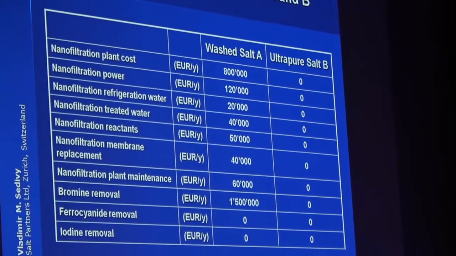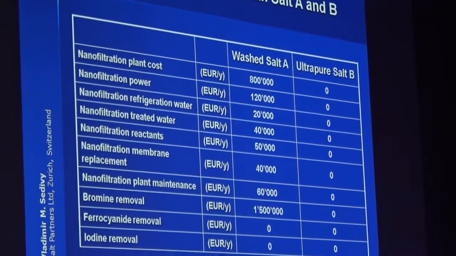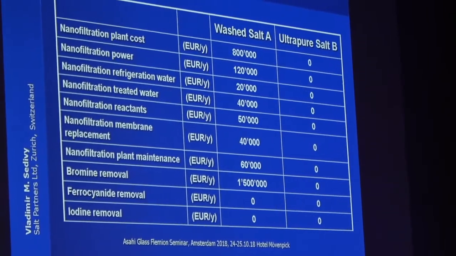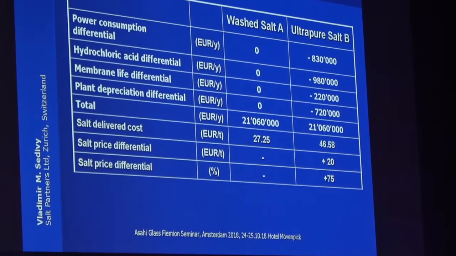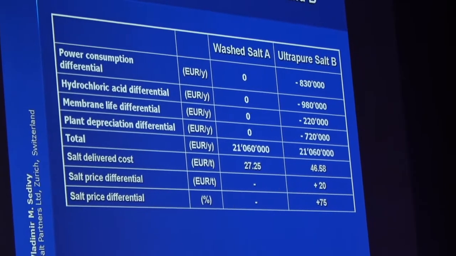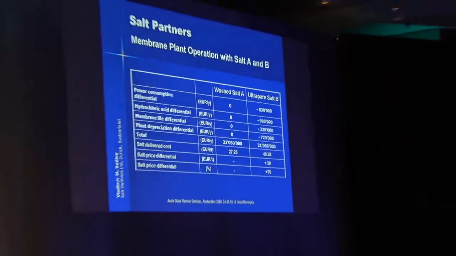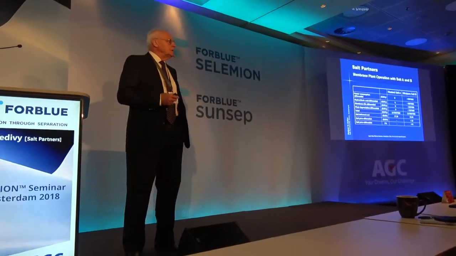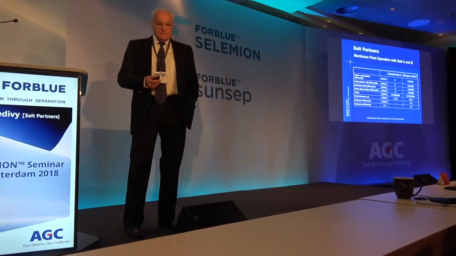These are elements that are not needed with very pure salt on the right-hand side, or cost so and so much on the left-hand side. And then finally, we have compared the total and calculated back what could be the cost of the very high purity salt compared with some not so good salt.